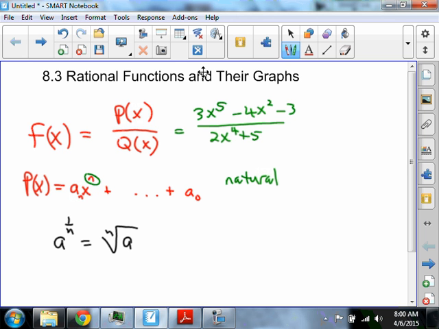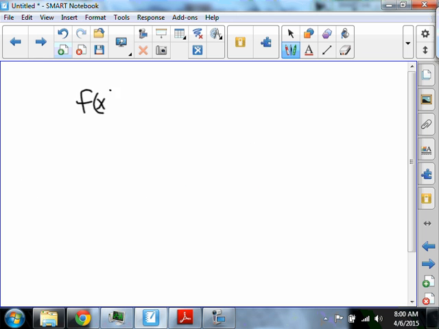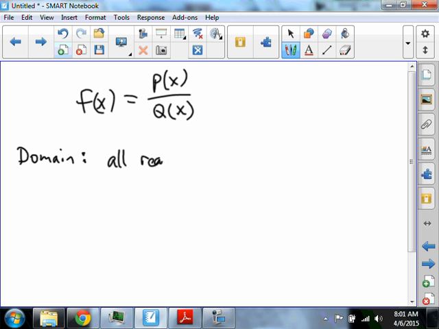So again, let's go back here. f(x) is p(x) over q(x). One thing that we kind of witnessed last week, actually 2 weeks ago, is the domain of these things. The domain of every single rational function is going to be the same. It's almost all real numbers. It's all real numbers with an exception. Does anybody remember what's not allowed to happen?